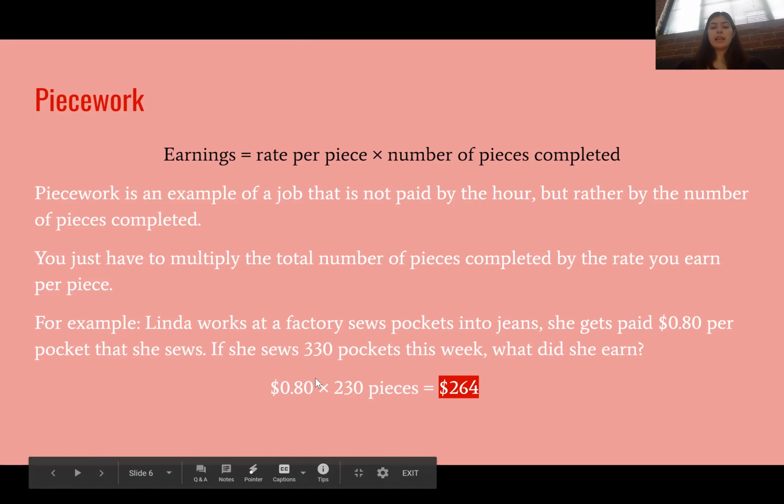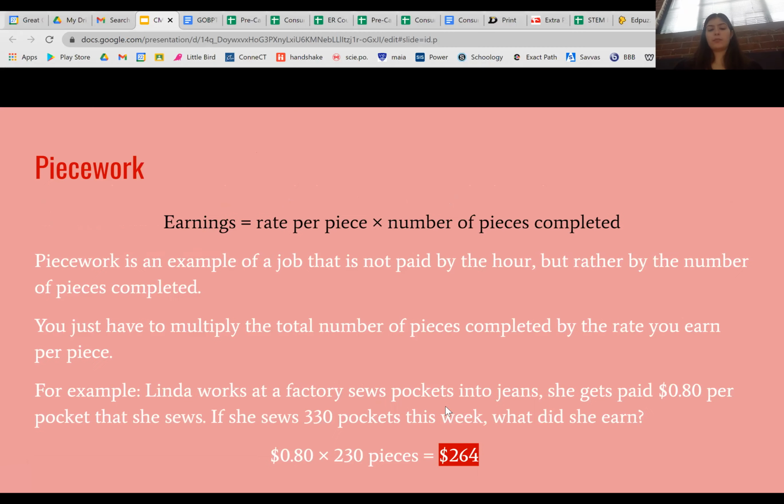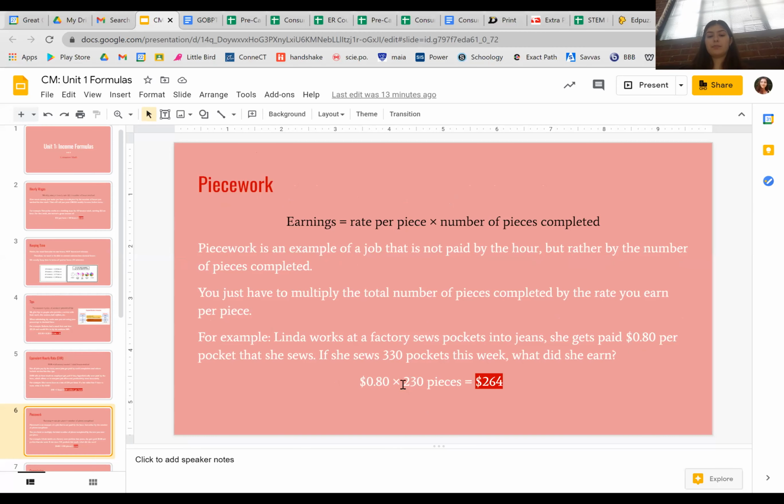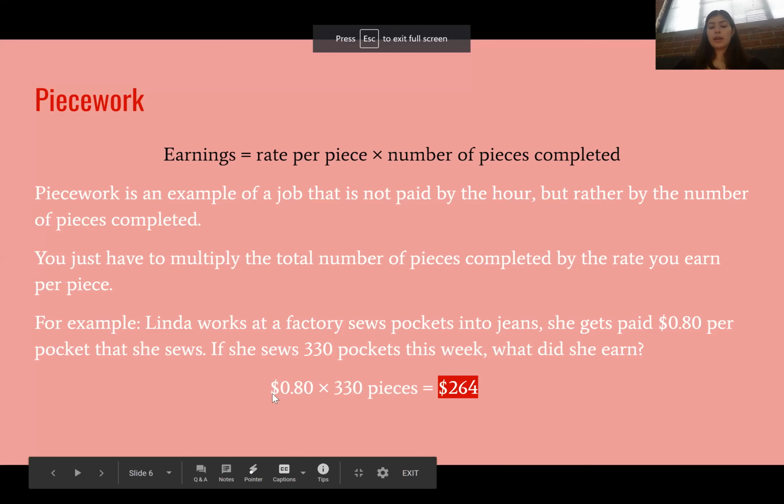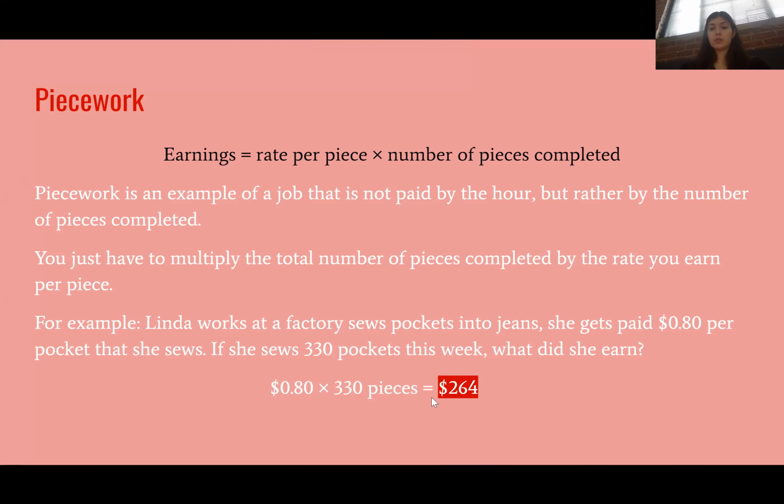But we're just going to take that 80 cents and multiply it by the 330 pockets that she sewed, and you just type it into the calculator and you'll get 264. Let me fix that typo right now while we're at it. There we go. All right, so 80 cents times the 330 pockets or pieces, because this is called piecework, right? That's $264 that she earned this week at the factory.